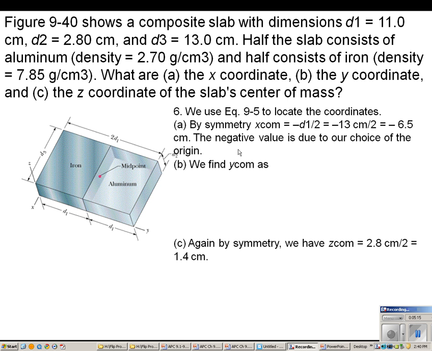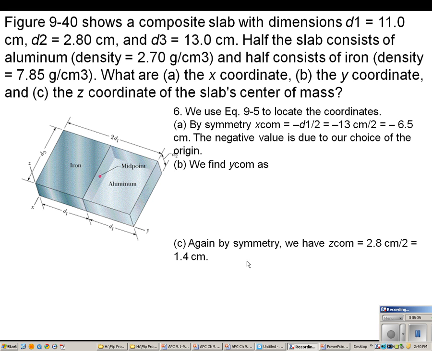So what we show here in part A, like we said, is that the x center of mass is 6.5 centimeters. That just means it's that way, negative 6.5. Again, the z-axis is by symmetry. It's the 2.8 divided by 2, so it's 1.4 centimeters up. So it's the y-axis we have to worry about.